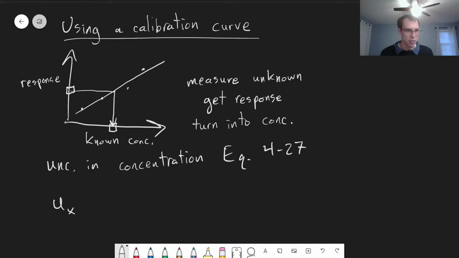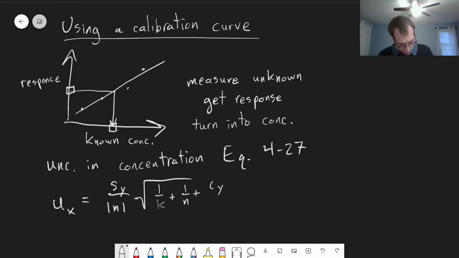So the uncertainty in an x value you get from a measured y, this is from propagating uncertainty, is we'll get the standard deviation in y divided by the absolute value of the slope, times the square root of 1 over k plus 1 over n plus the value of y that you measured minus the average value of y from the calibration, squared, divided by the slope squared times the sum of the x values from the calibration minus the average x value from the calibration, squared. All right, let's break this down and also define what k and n are.